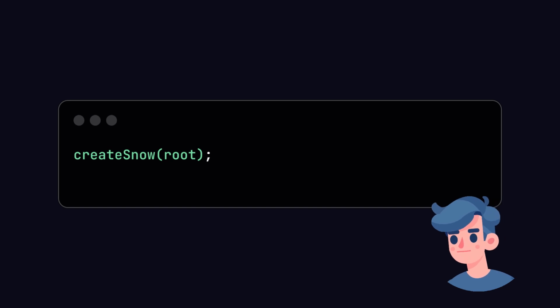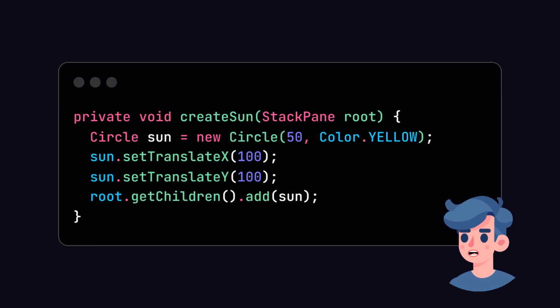Now, integrate the createSnow method in your start method as well and run your application again to see both rain and snow effects. Fantastic! The application now displays both rain and snow.